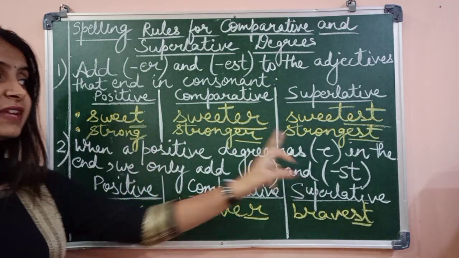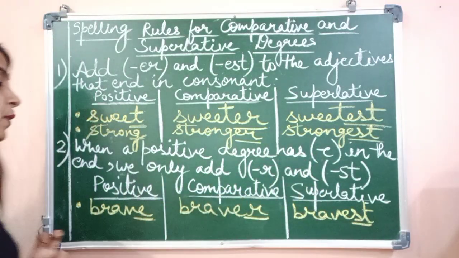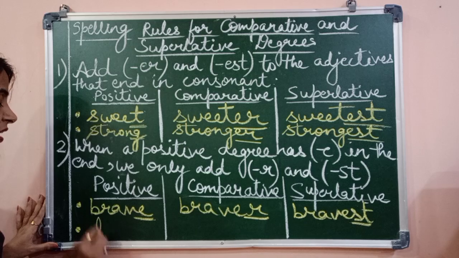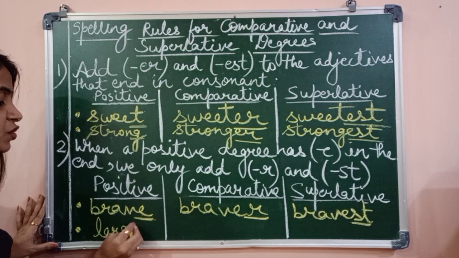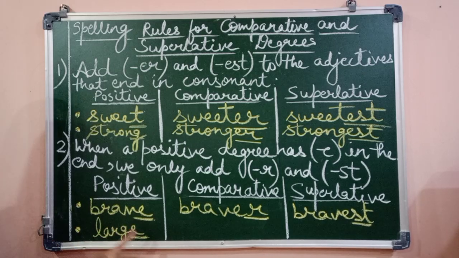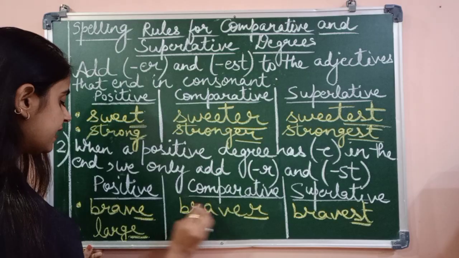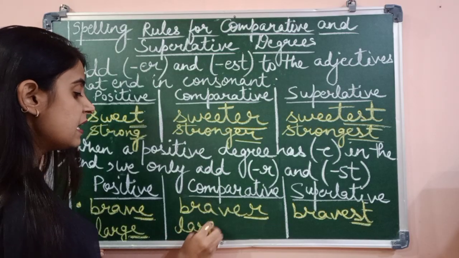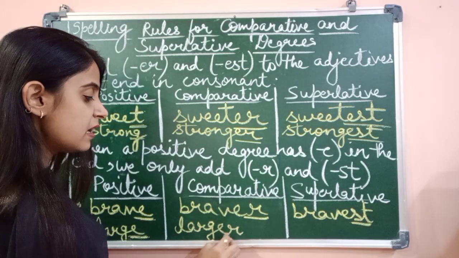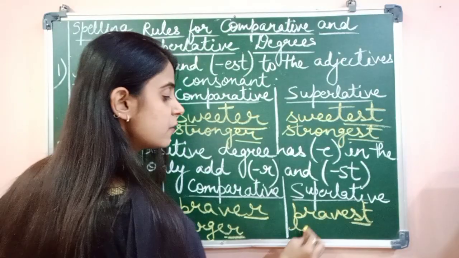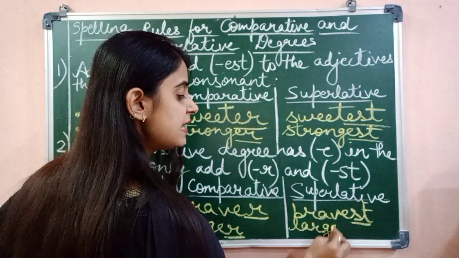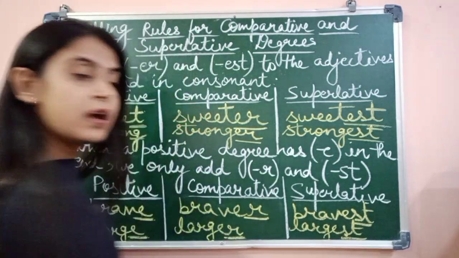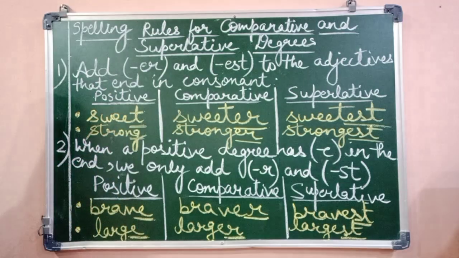When a positive degree has E in the end, suppose an adjective has E in the end, for example, large. To make it in comparative form, we will add R, and for superlative, we will add ST. Right, children? I hope these two rules are clear to you.